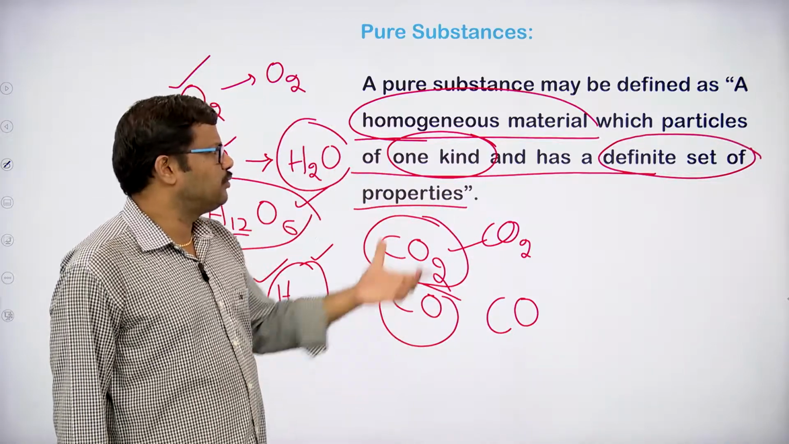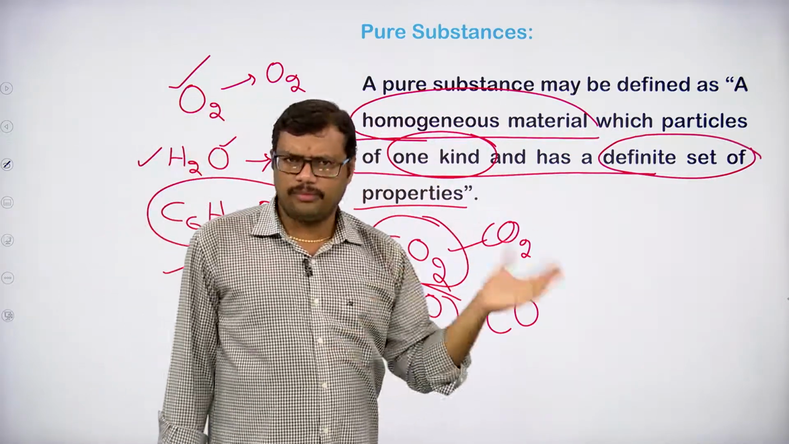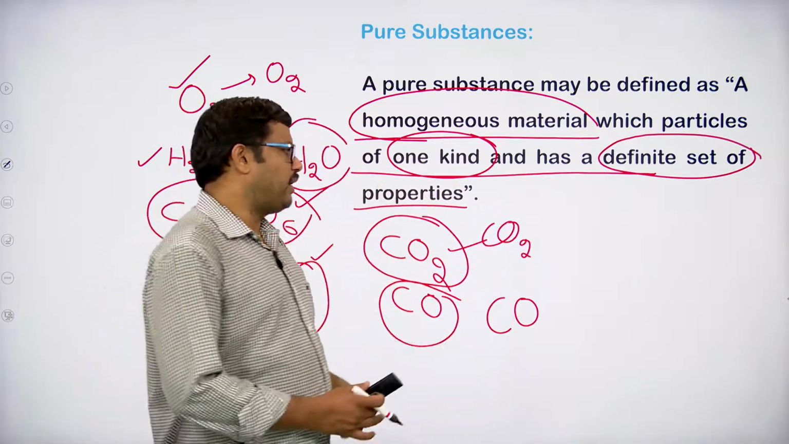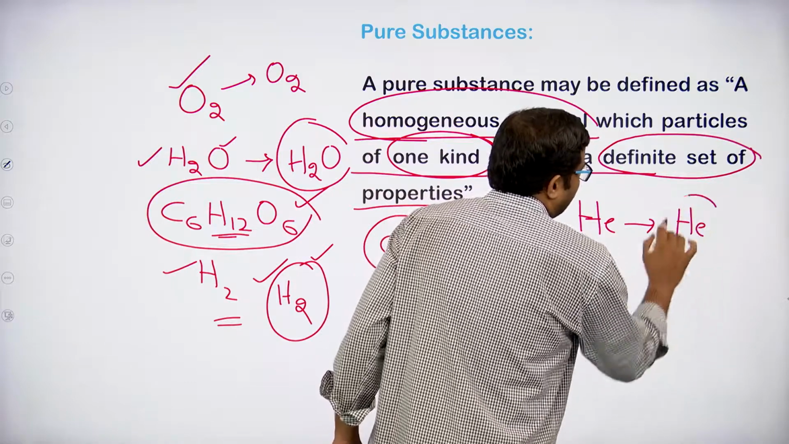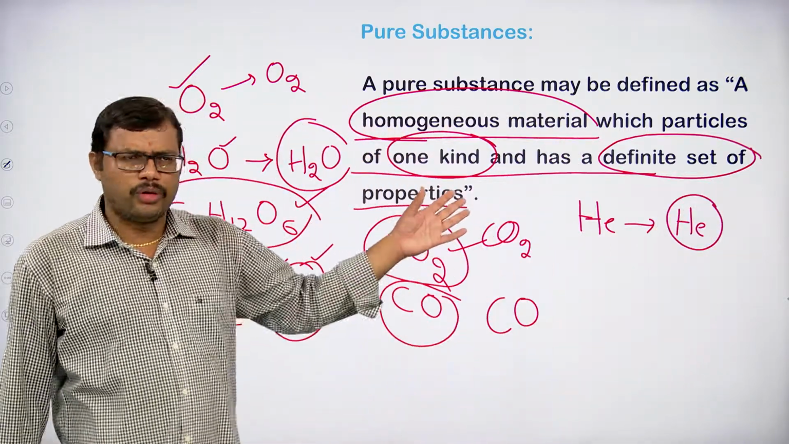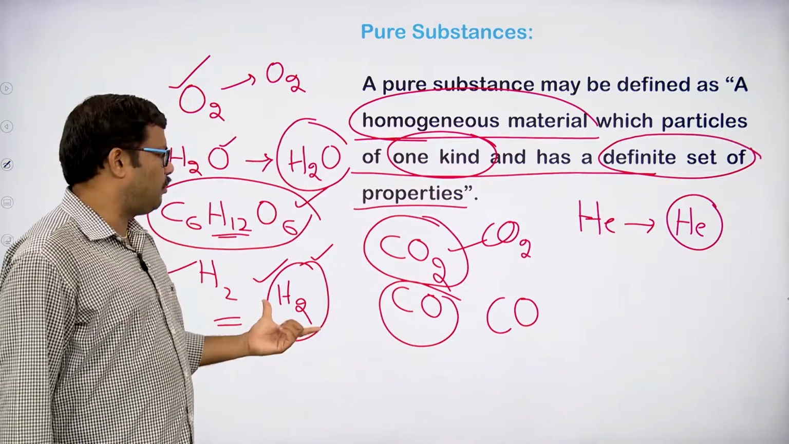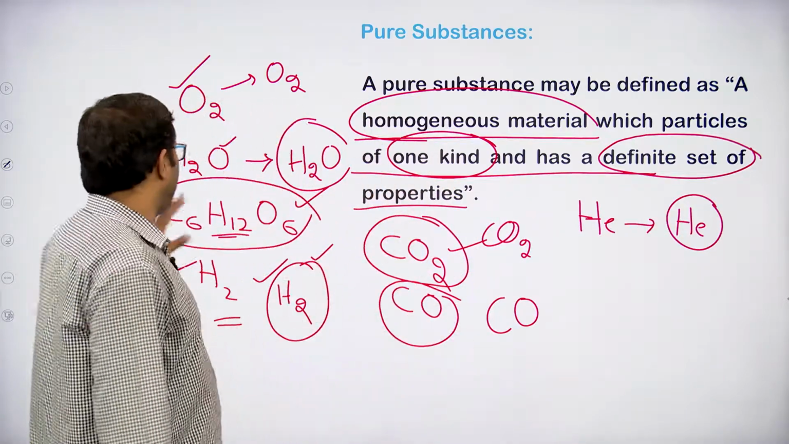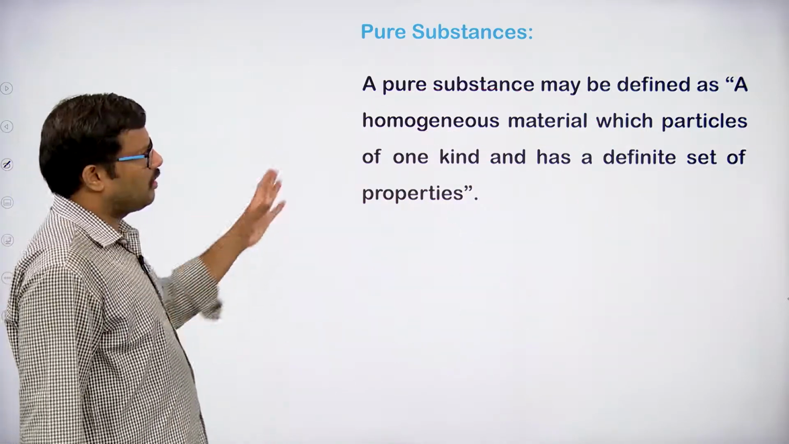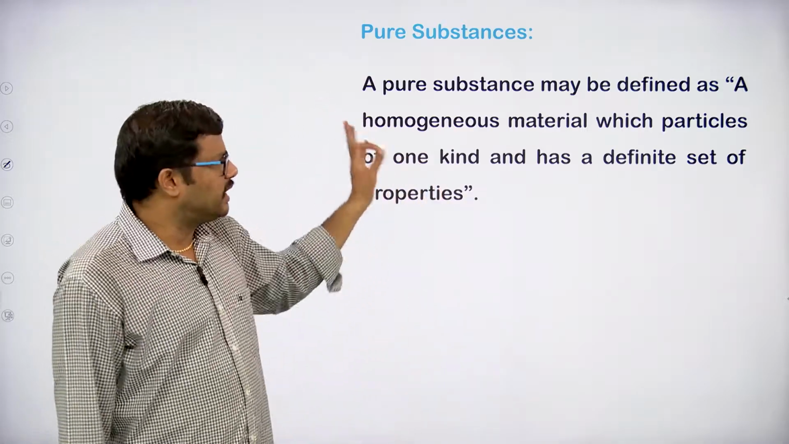So a chemical substance which is homogeneous in nature and which has particles of only one kind. Particles here means the molecules, or, for example, if you are taking helium gas, in that case it is atoms, okay. Pure helium gas has only helium atoms. Particles can be molecules or atoms, okay. So a homogeneous material which has particles of only one kind and exhibits a definite set of properties is said to be a pure substance, okay, right.